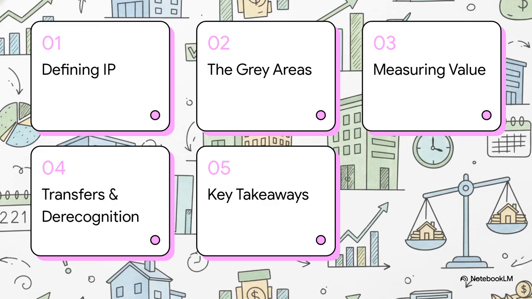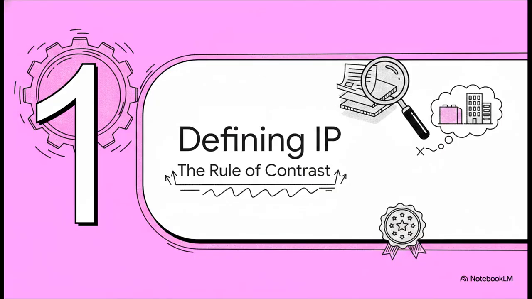Today's blueprint is highly logical. We'll be defining investment property, navigating the gray areas, looking at how to measure value, discussing transfers and derecognition, and wrapping up with the key MFRS 140 takeaways. Let's get to it. Section 1.